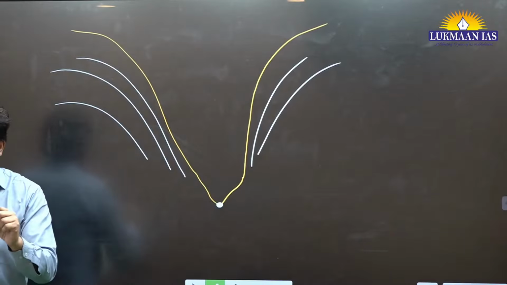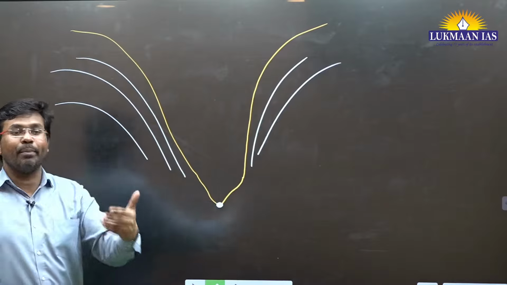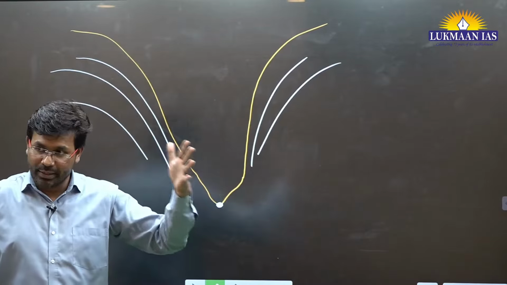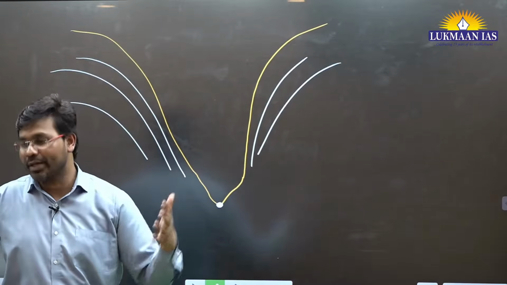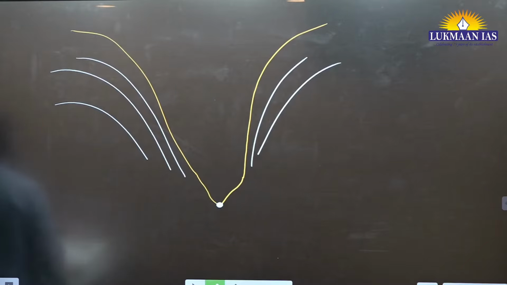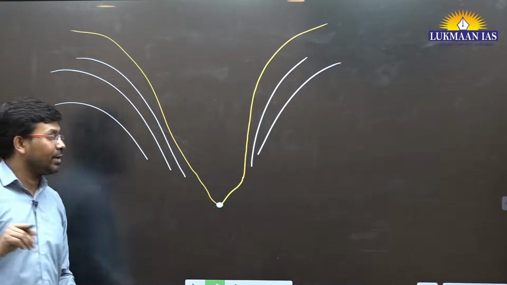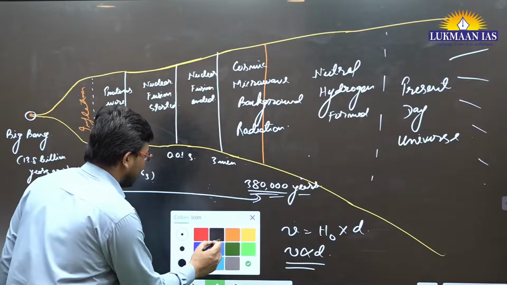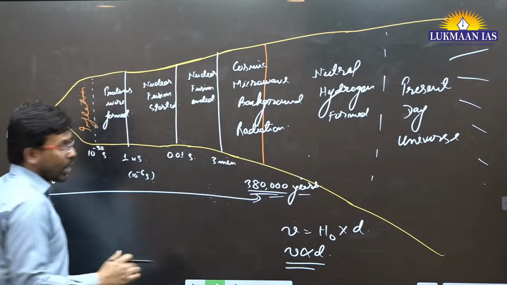So the inflation theory talks about how, since the formation of the universe, the planets are moving away from one another. Planets means galaxies are moving away from one another. This is the simple inflation theory. Apart from this, there is a theory known as quantum fluctuation theory. To understand quantum fluctuation, we need to come back to this diagram again. So let's discuss quantum fluctuation.